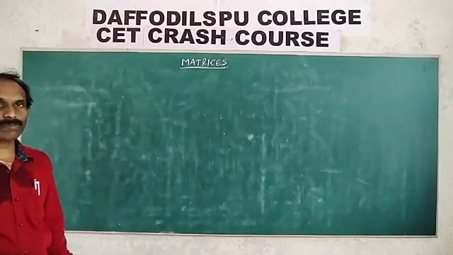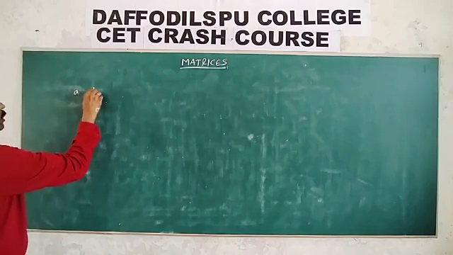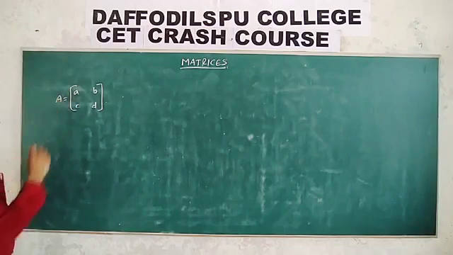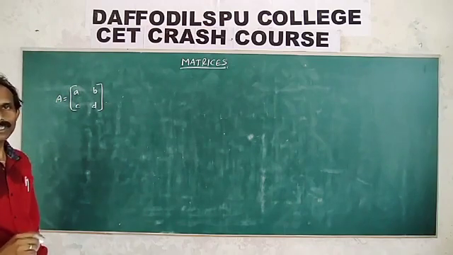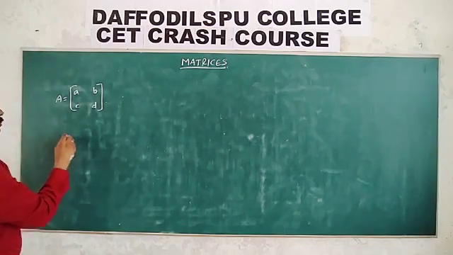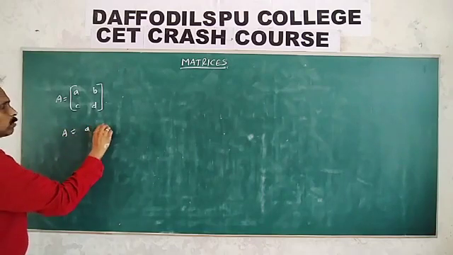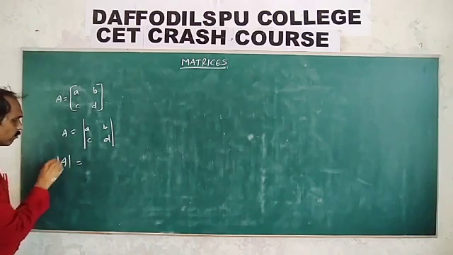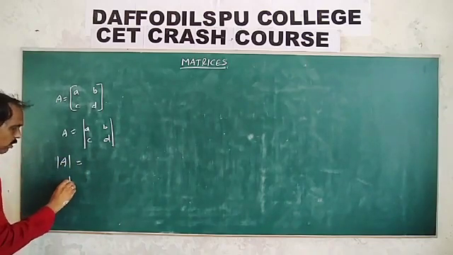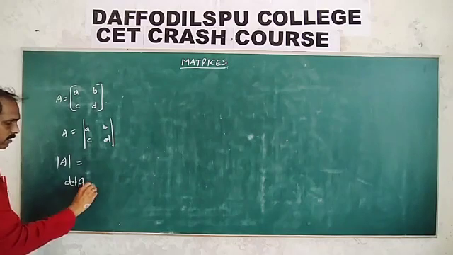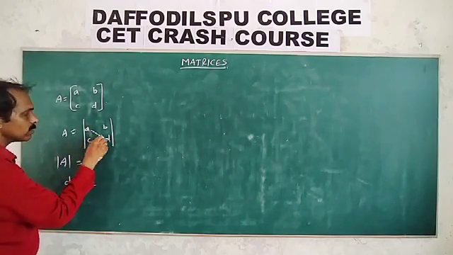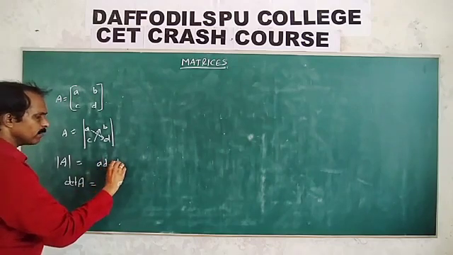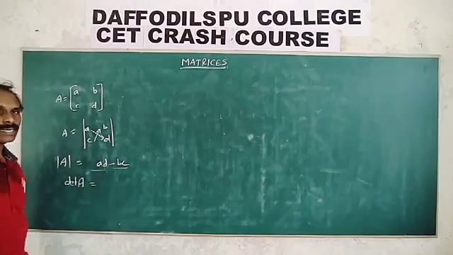Determinant. What is a determinant? Suppose A, B, C, D is a matrix. Find its determinant. A determinant means some number, some value. The symbol is det A, like this one. Overall, write it as det A. It is AD minus BC. This is the determinant.